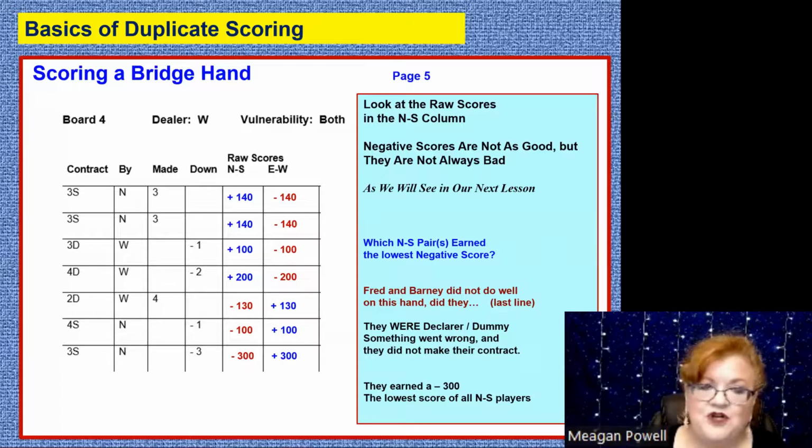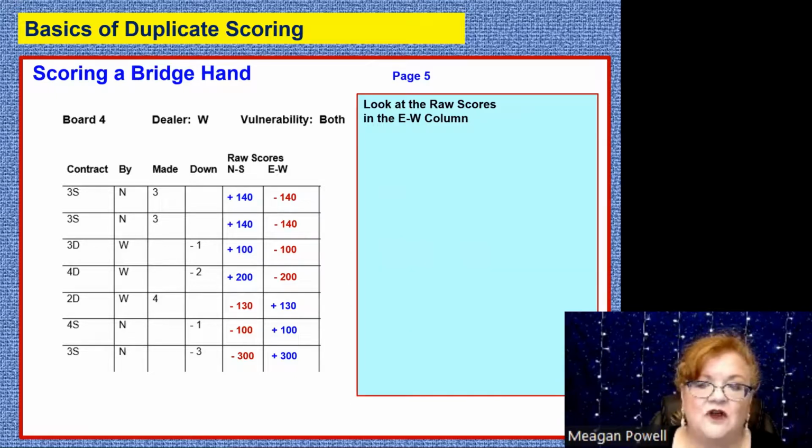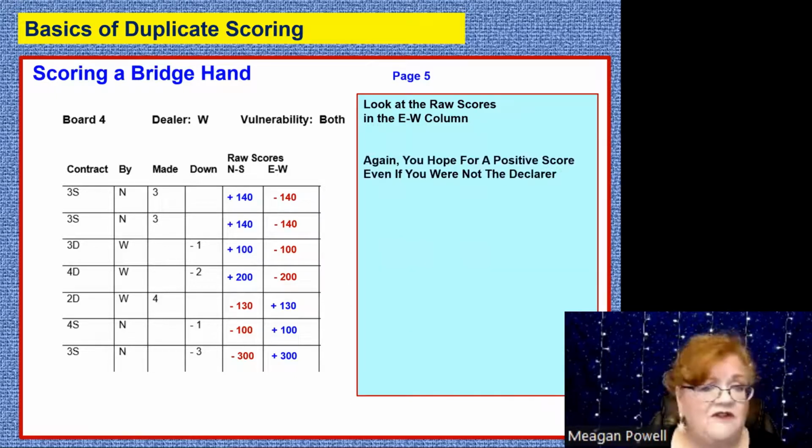Next week, we're going to take these raw scores and talk about why it matters, why we cannot leave it just there, why we will have to convert it into something else. Now, we just talked about north and south. What about east and west? You always hope for a positive score, even if you're not the declarer. Which east-west pair earned the highest positive score?